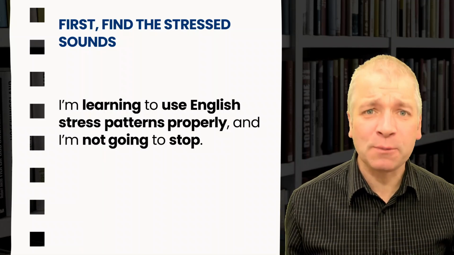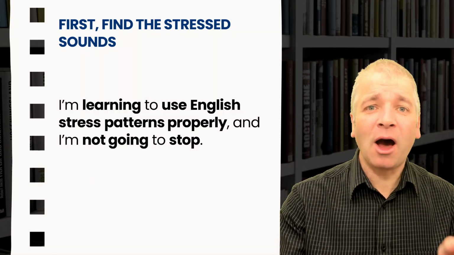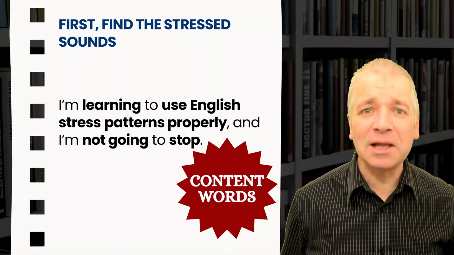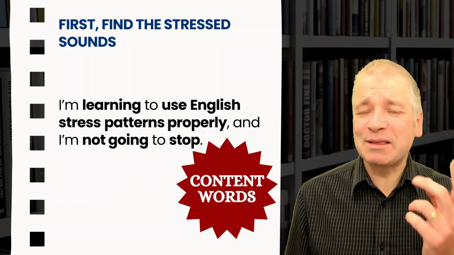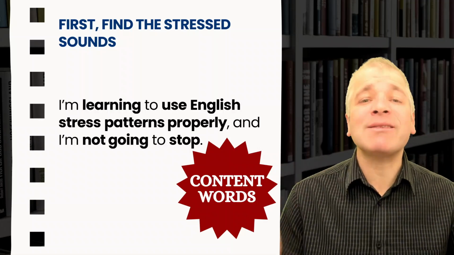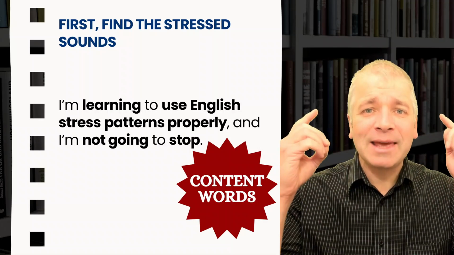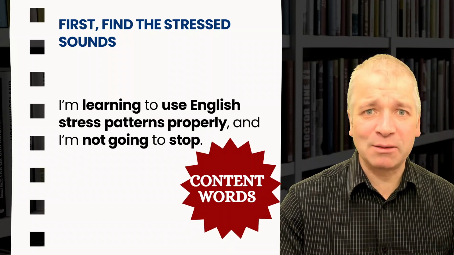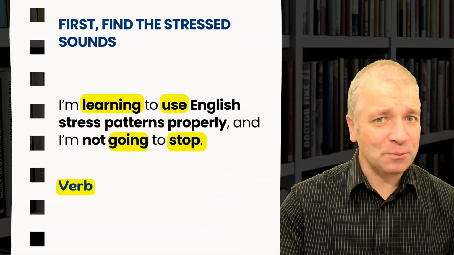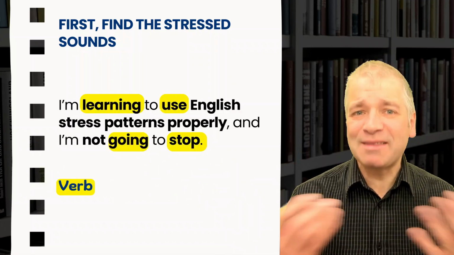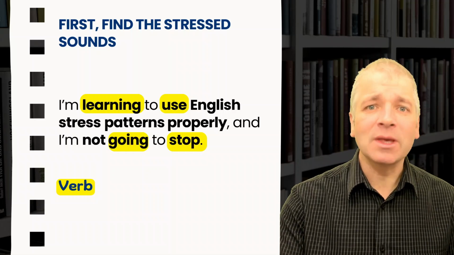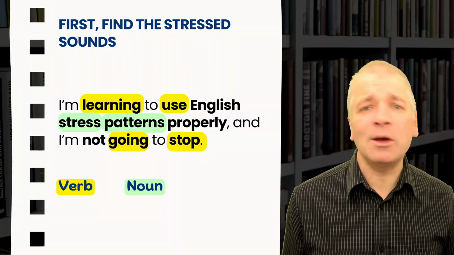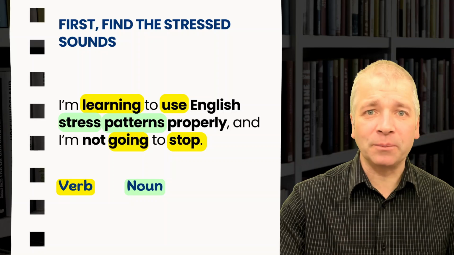But why did we choose these ones? Well, stressed sounds are what we call content words. Content words are words with real meaning, words that we can see or feel or hear, that we can sense in some way, or words that we can imagine. And therefore, the stressed sounds tend to be these. First of all, we have verbs. Verbs tell us actions or states, so they have real meaning. Next, nouns. Nouns are usually something that we can sense or imagine, something that's real.